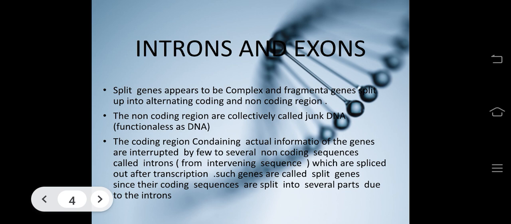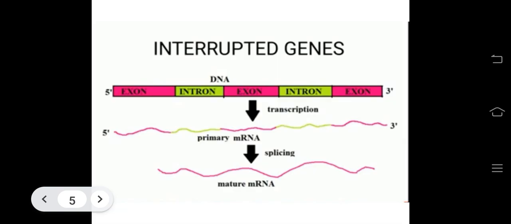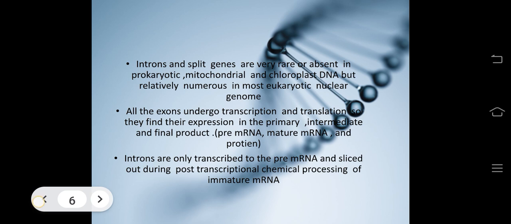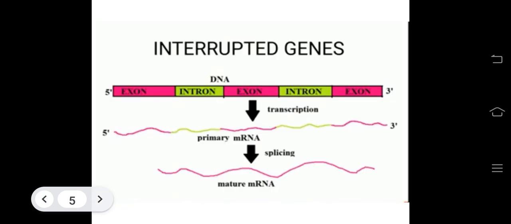The coding region containing actual information of the genes is interrupted by few to several non-coding sequences called introns or intervening sequences, which are spliced out after transcription. Such genes are called split genes since their coding sequences are split into several parts due to the introns. Then interrupted genes: exon, intron, exon like that. Then transcription, primary mRNA, splicing, mature mRNA. Look how only the portions of exons are present in the mature mRNA. Introns are removed from that.